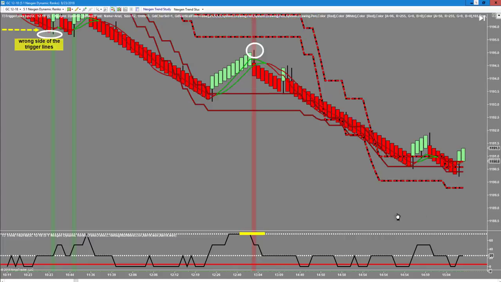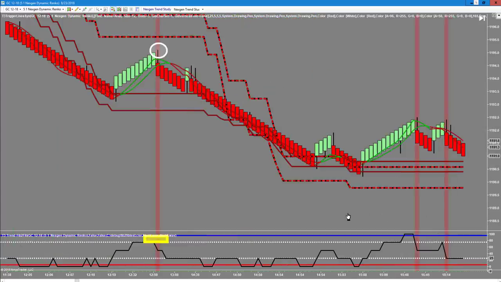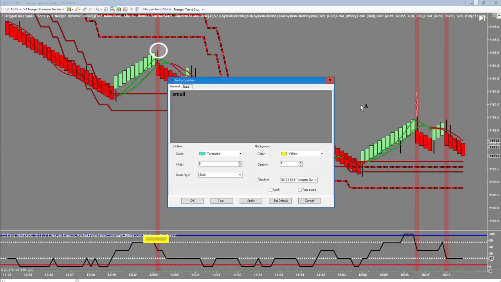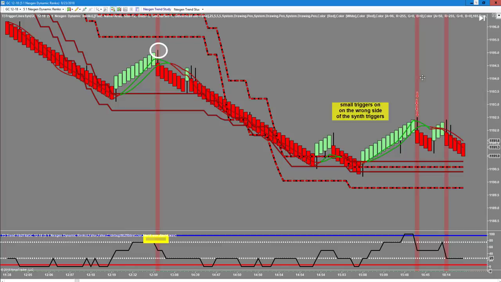So as we progress forward, look what happens. We're going to get another short on the wrong side. Does everybody see that? And when I say wrong side, I'm talking about the small triggers are on the wrong side of the synthetic triggers. We talk about this a lot, obviously. And it's not that you can't still do one more trade, but it has to really win and make the market keep going down, or else if it can't get through the trigger lines, the party's over.